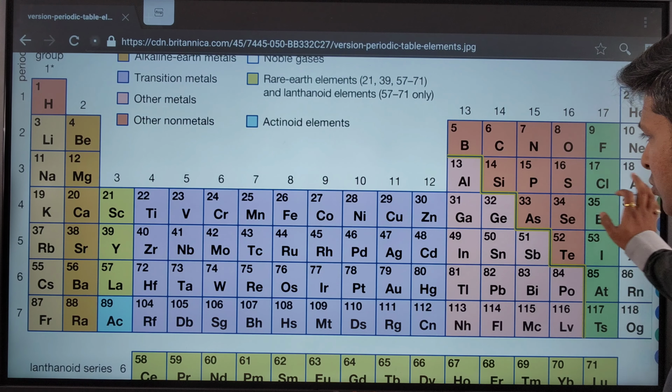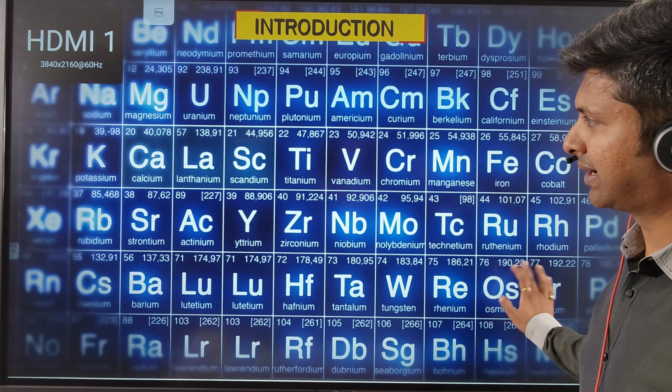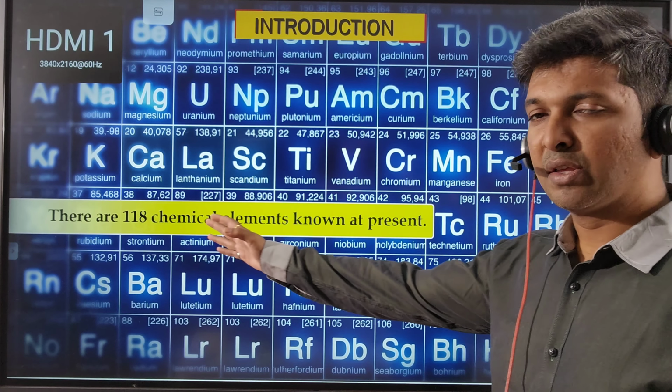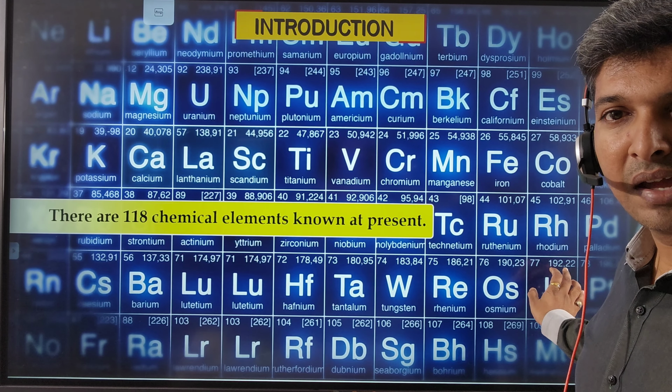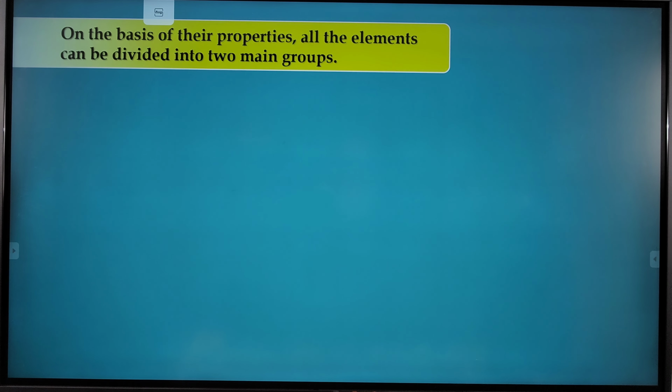Now let's come back to our PPT, wherein we are going to see the difference between metals and non-metals. Just now we saw the periodic table, wherein we have 118 elements. On the basis of their properties, we can classify them into metals as well as non-metals. We've seen that.